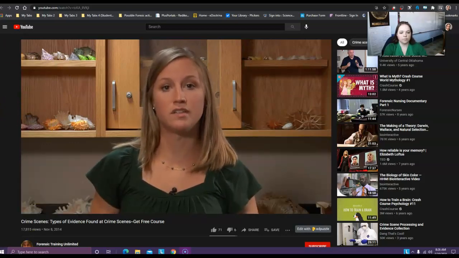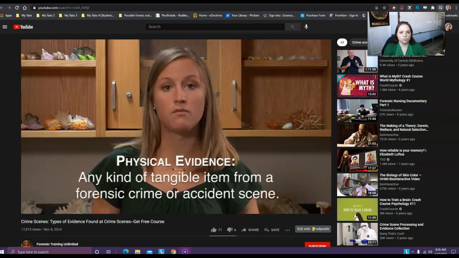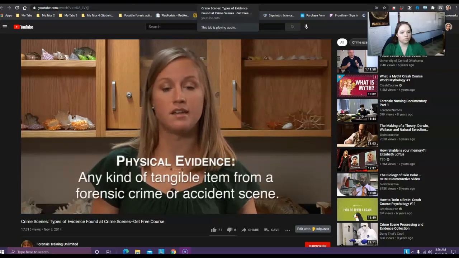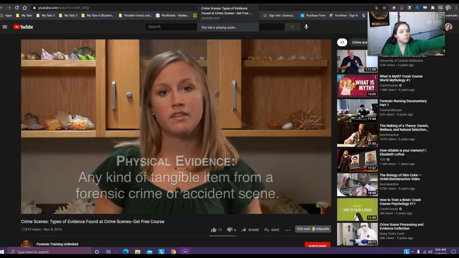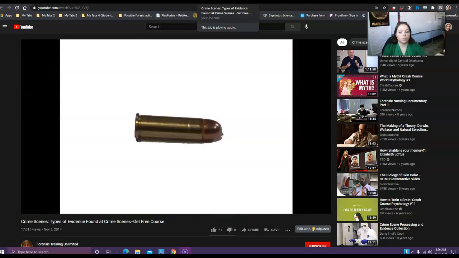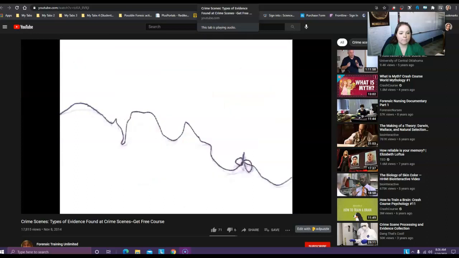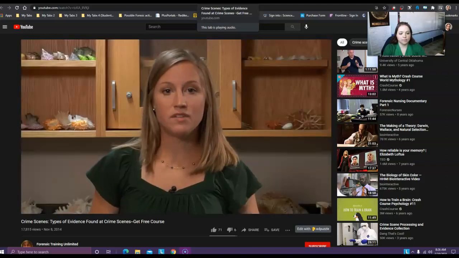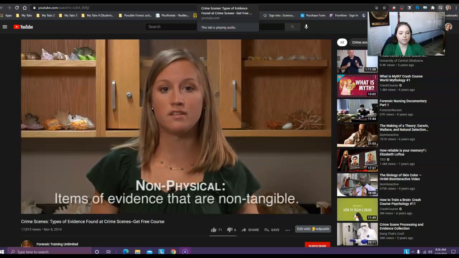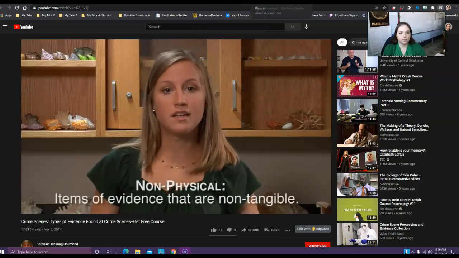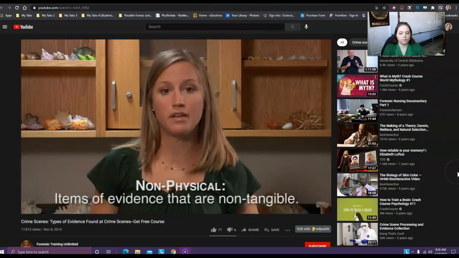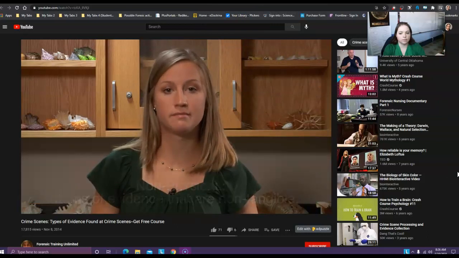Physical evidence includes any kind of tangible item from a forensic crime or accident scene. This category is what you normally think of when you talk about evidence. Things like bullets, shoe prints, fingerprints, blood samples, fiber evidence, etc. Non-physical evidence includes items of evidence that are non-tangible. Things like eyewitness testimony or an opinion from an expert witness.